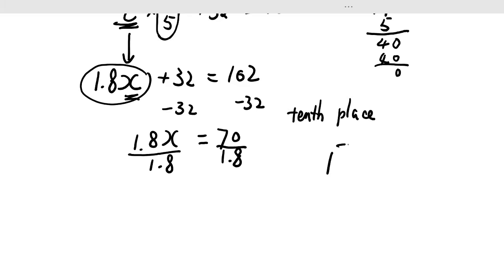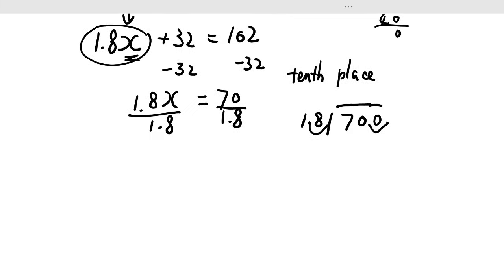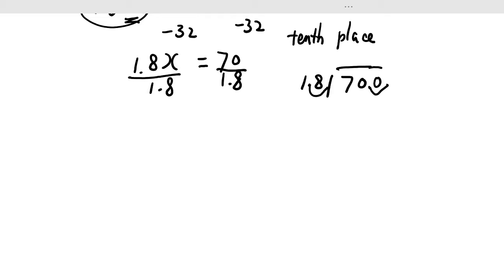So 70 divided by 1.8. We cannot divide by a decimal number, so we're going to move the decimal points, at the same time, 1 to the right, 1 to the right. So we have 700 divided by 18. I'm going to rewrite it.